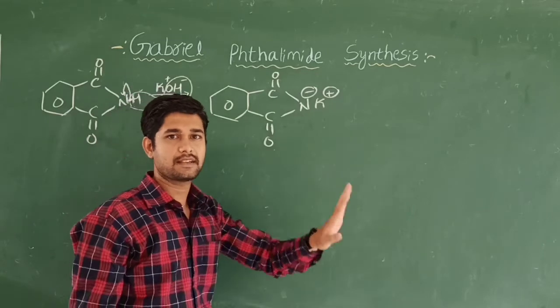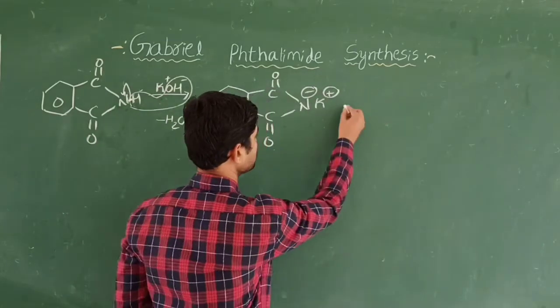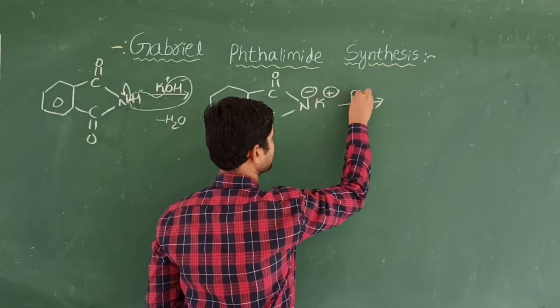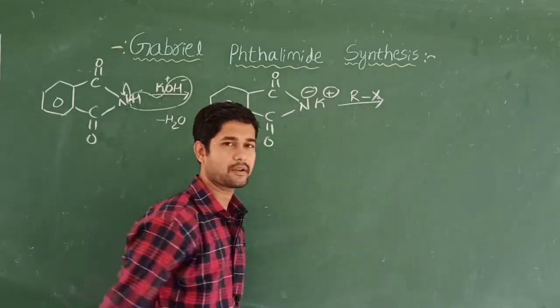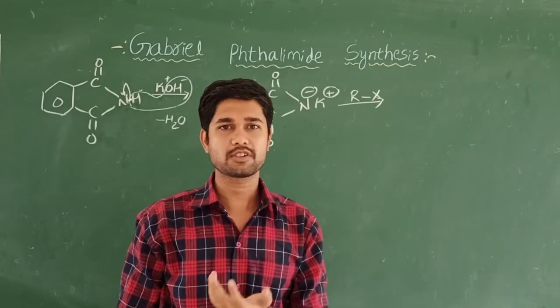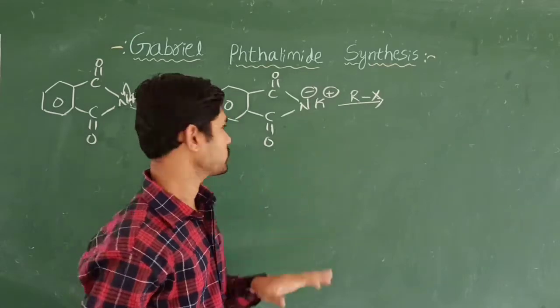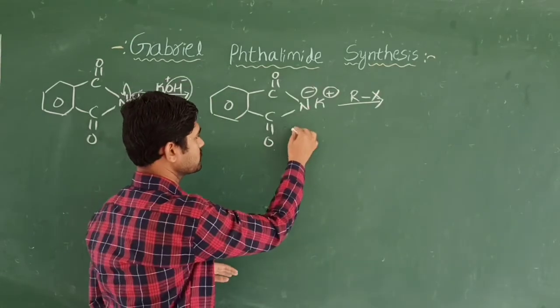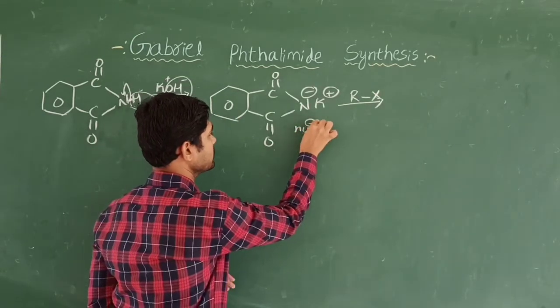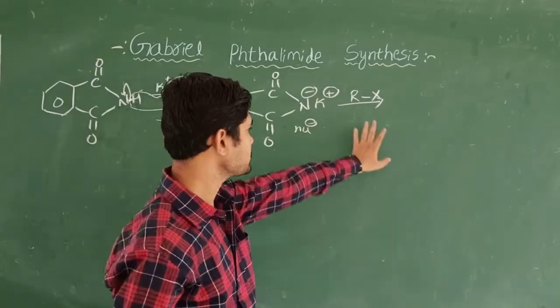I told you SN2 is a substitution nucleophilic reaction. So I am going to use an alkyl halide here. Why? Because our aim is to get the primary amine, whose functional group is RNH2. Now I have R here and I require NH2. This is substitution, and this acts as a nucleophile. I also write X as a halogen group.